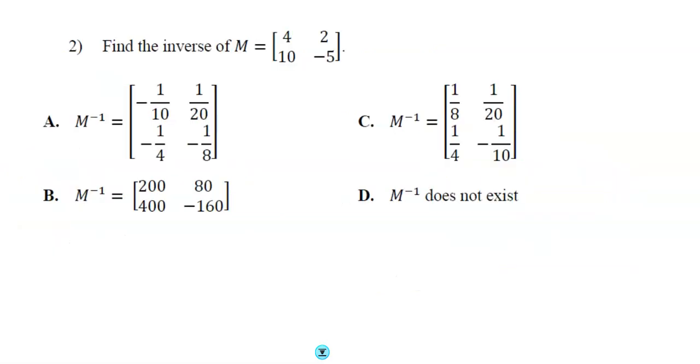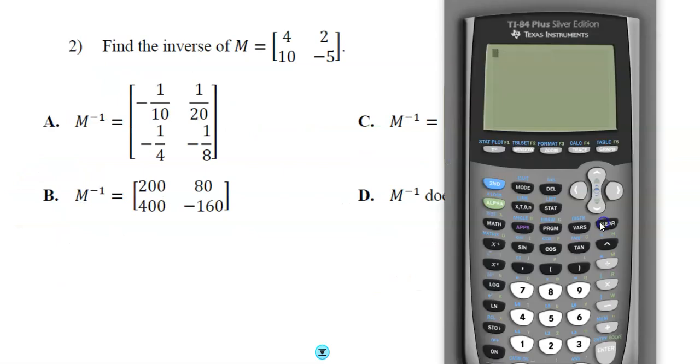Now the second one, we're just finding the inverse. So again, please practice along as we go through this. Second matrix, go over to edit, and let's type in these numbers. So 2, 2 is 2 by 2. So 4, enter, 2, enter, 10, enter, and -5, enter. So we have those matrices in there.